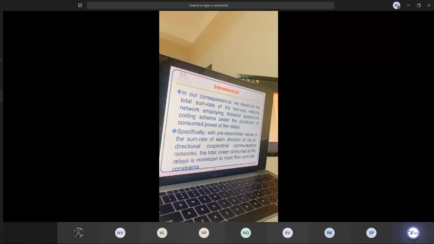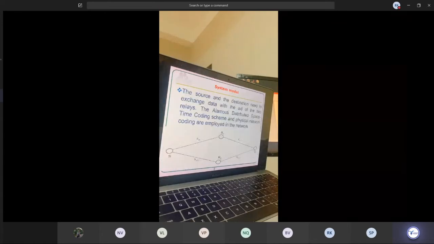Next, we go to the second session, the system model. The source and destination need to exchange data with the help of the two relays. The amplify-and-forward distributed space-time coding scheme and the physical network coding are employed in these networks.